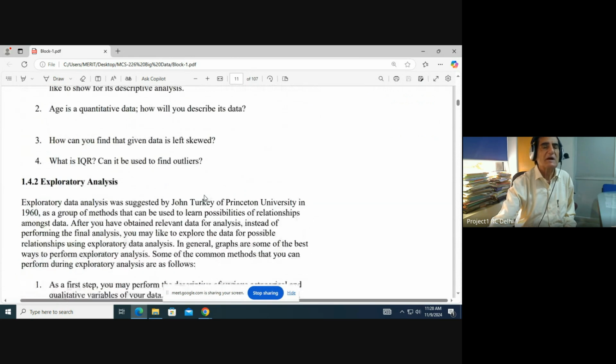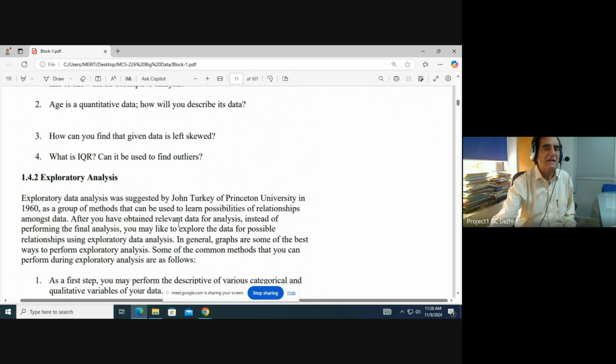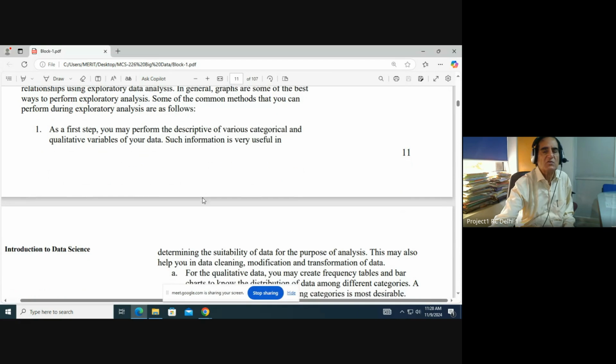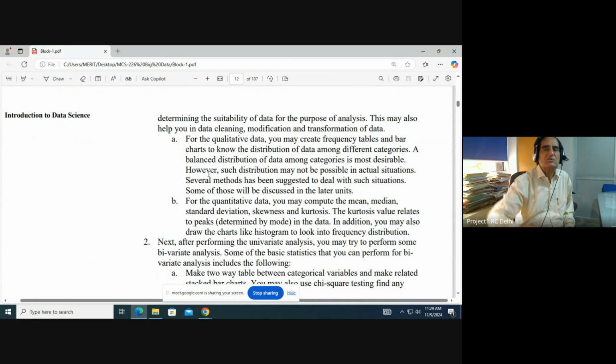So exploratory analysis is the second one. Exploratory data analysis was suggested by John Tukey of Princeton University in 1960. As a first step, you may perform the description of various categorical and qualitative variables of your data. Such information is very useful, for example, to determine the suitability of data for the purpose of analysis. For categorical data, you may create a frequency table. For quantitative data, you may compute the mean, median, standard deviation, skewness, and kurtosis.